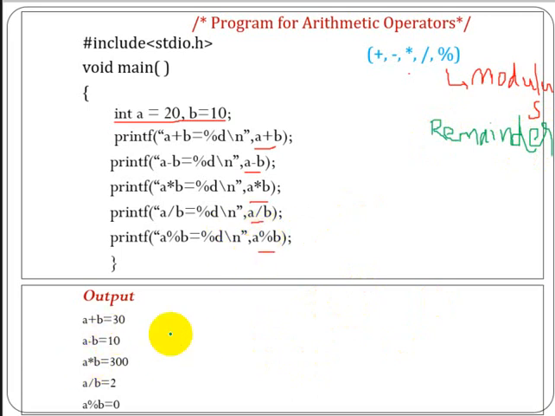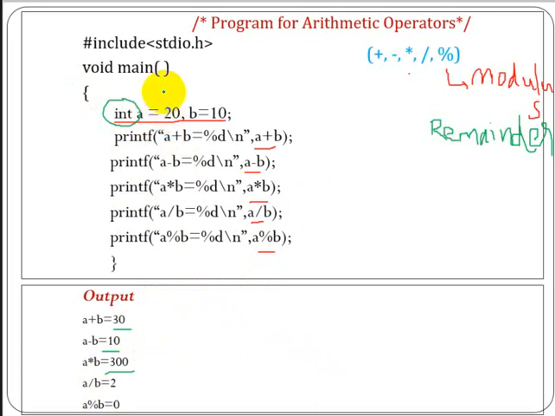This is the output. If you execute it in a system, we will get 30. When you add 20 and 10, you will get 30 as output. When you subtract, obviously you will get 10. When you do multiplication, you will get 300. And when you are doing a division, if this is an integer data type, the return type is also an integer, so there will not be a quotient.